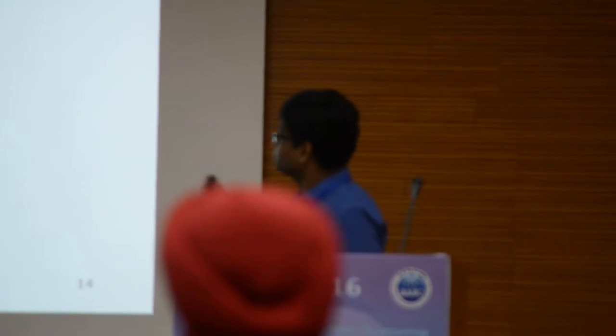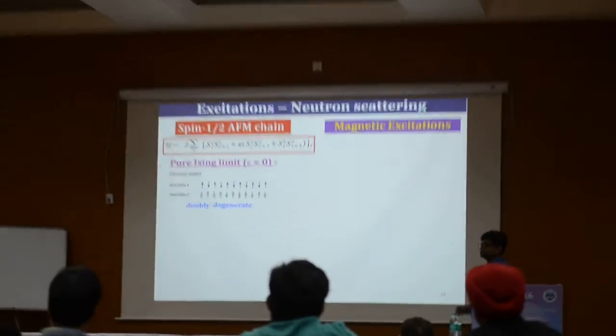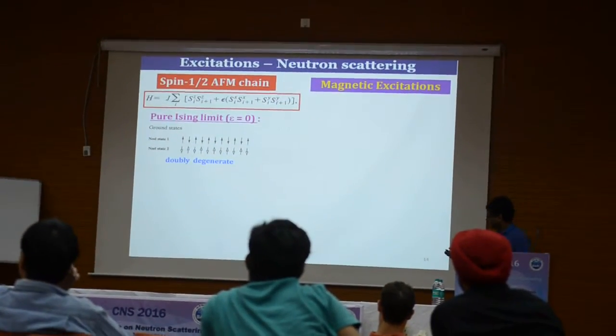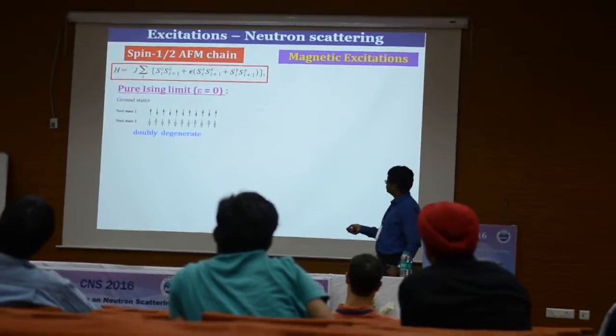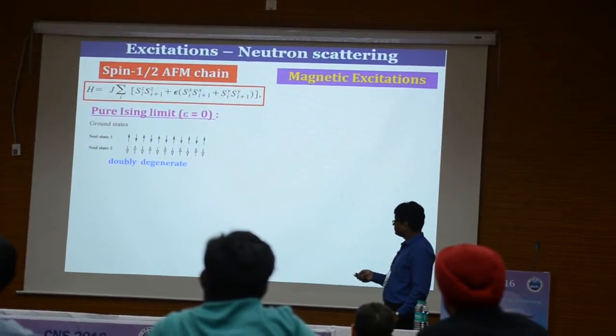So how do we understand why we have this continuum? Let me start from the basics. Take a pure Ising one-dimensional chain where epsilon is 0, so we have only this part. In this condition, the ground state is Néel type, and there are two kinds of ground states possible, Néel up-down and down-up. So it's doubly degenerate.